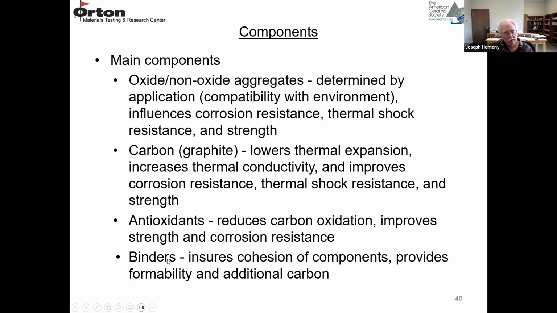And you have to have a binder. It ensures cohesion of all of these components. It allows for the material to be formed, but the binders also add additional carbon to the matrix.